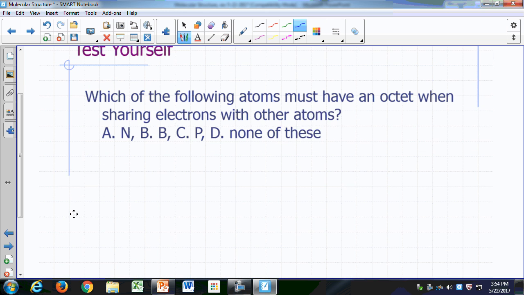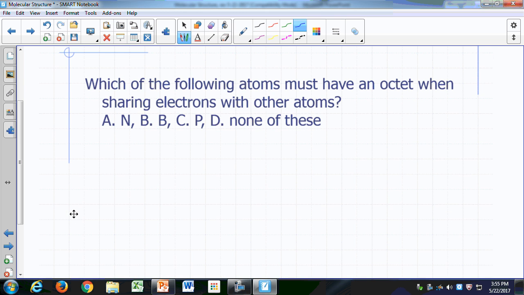So which of these atoms must have an octet when sharing electrons with other atoms? Nitrogen, boron, phosphorus, or none of these? The answer, none of these. That's the problem right there. The octet rule is not a requirement. In fact, we've seen boron as an exception.